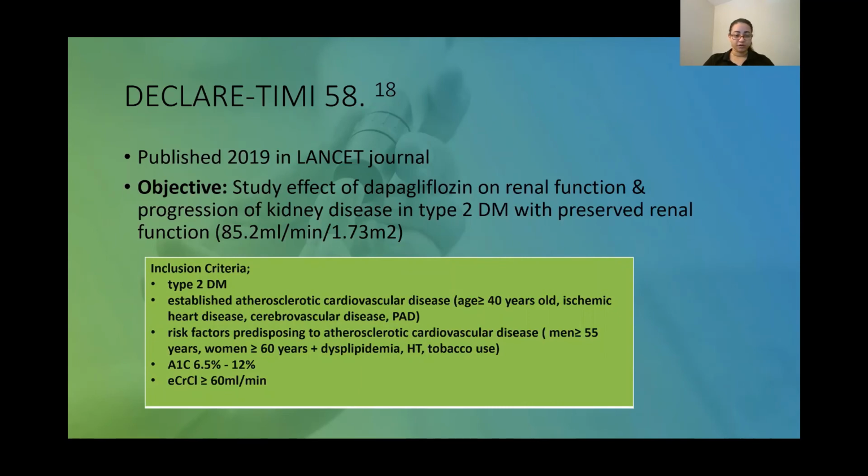Patients were also included if they had risk factors that would predispose them to atherosclerotic cardiovascular disease, which includes men of 55 years or older, women of 60 years or older, and also dyslipidemia, hypertension, or tobacco use. Another inclusion criterion was an A1C of 6.5 to 12% and a creatinine clearance of 60 ml per minute or more.